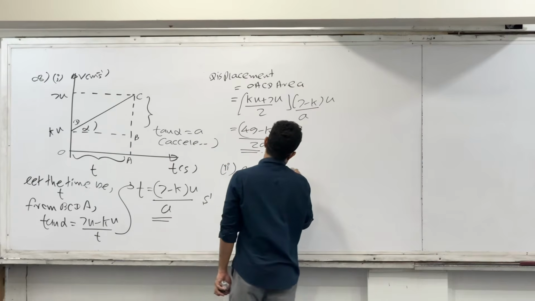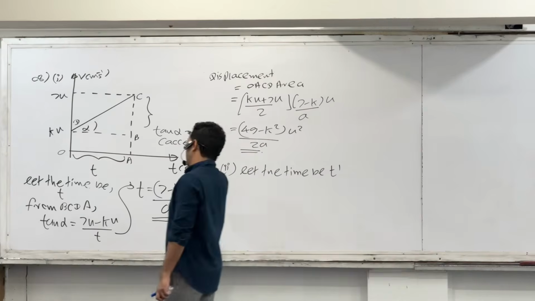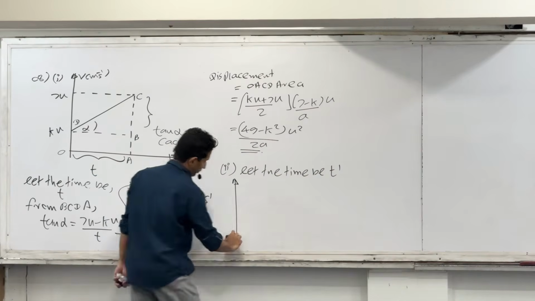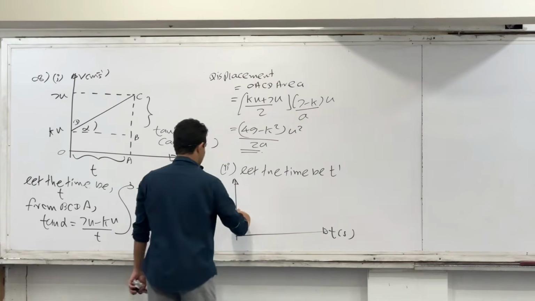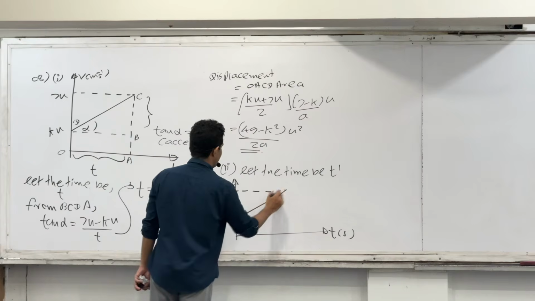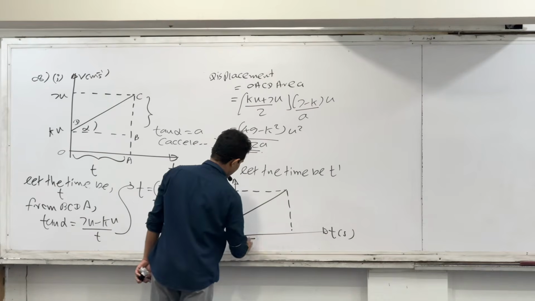Let the time be t dash. Now if the time taken is t dash in this case, we make another graph. It started with velocity ku, here I will take this velocity as v, and the time taken is t dash.